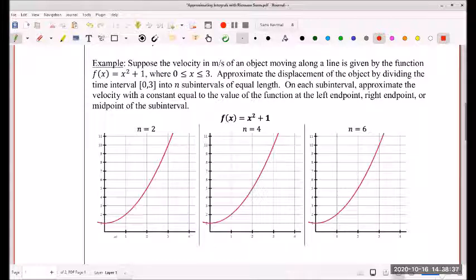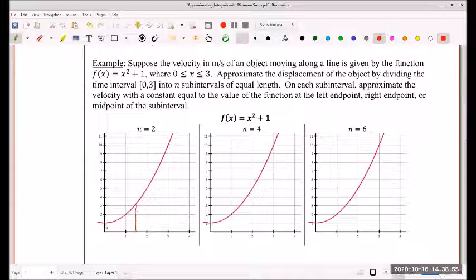So what we'll do is we'll split between 0 and 3. We'll divide that in half. And so then we'll draw a rectangle. So how do we draw these rectangles? What we'll do is we'll approximate with a constant equal to the value of the function at the left endpoint, or we could do the right endpoint.